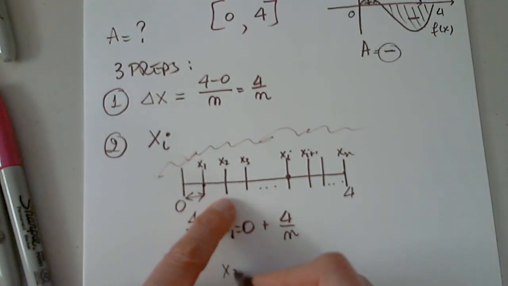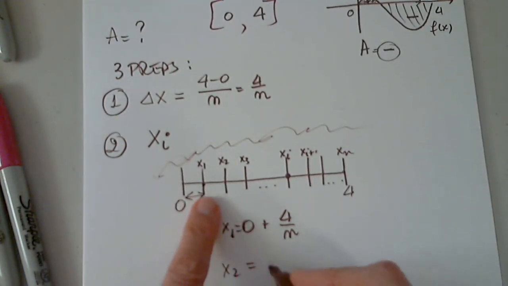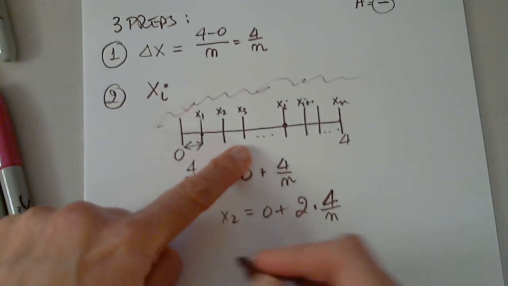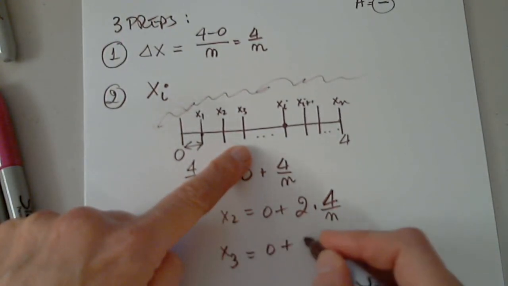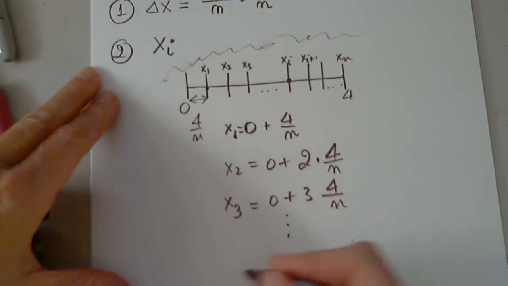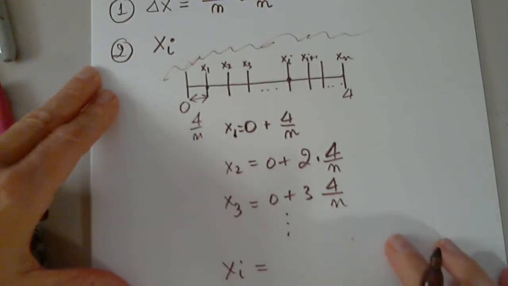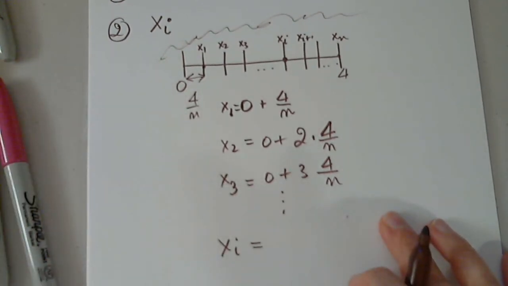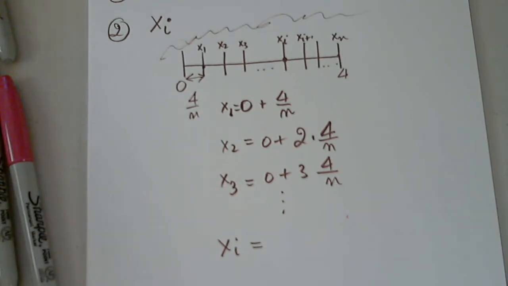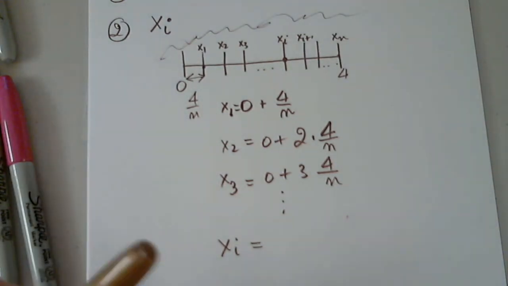x sub 2 will be 0 plus 2 delta x, 2 times 4 divided by n. x sub 3 will be 0 plus 3 times 4 over n. Can anyone give us x sub i? What will that equal to? Anyone?